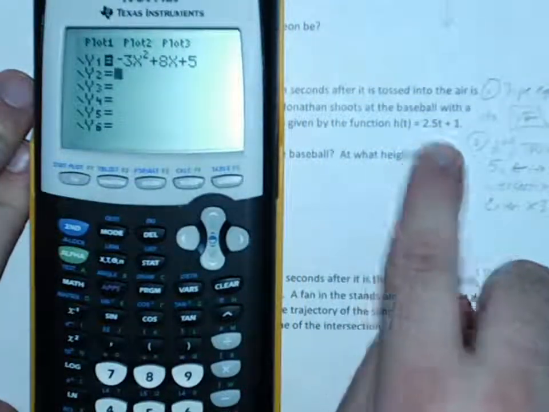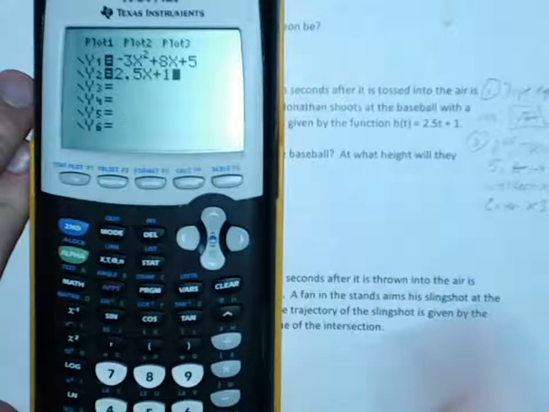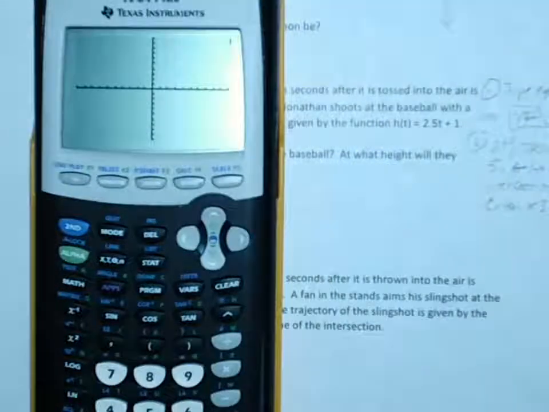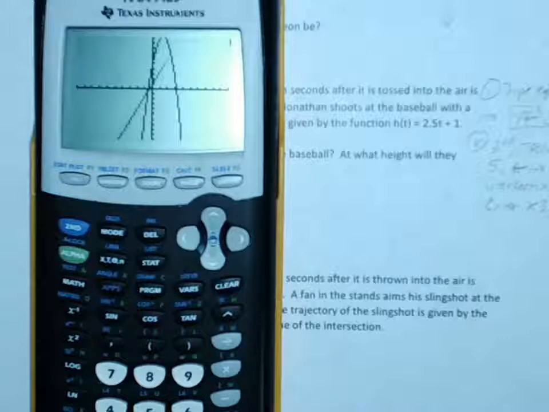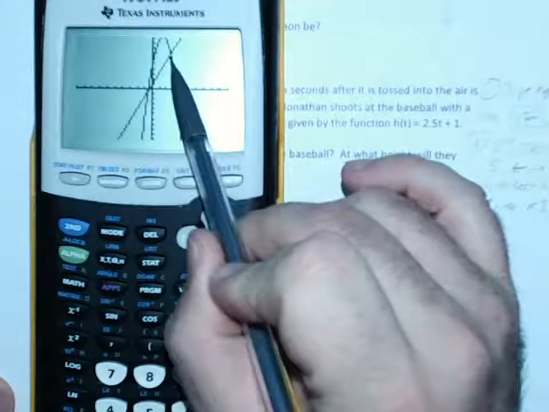We got 2.5t plus 1. Remember, I have to use x, not t, plus 1. And that's awesome. So I'm going to hit the graph button, and we'll see if we can see where these line up. And it looks like we've got one intersection here and one intersection here.